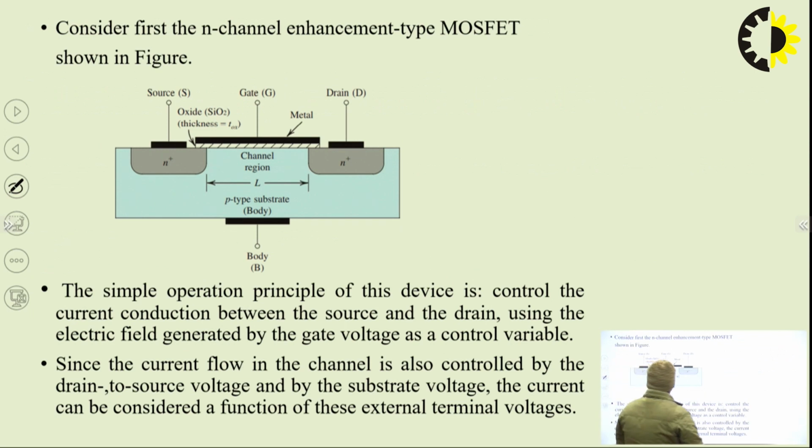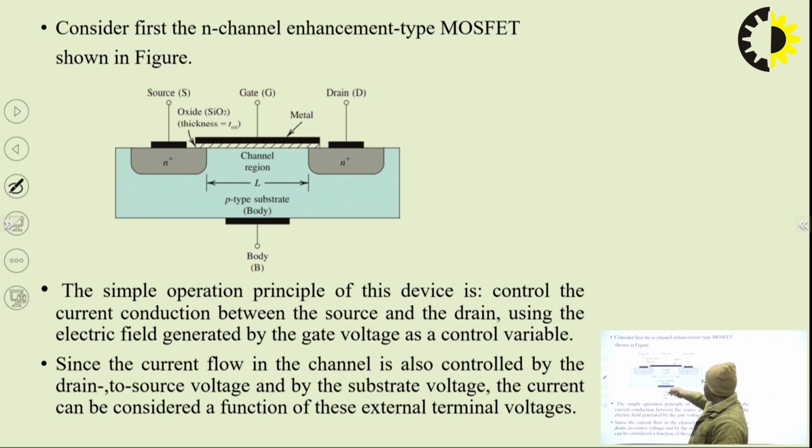Now come to the structure of N channel MOSFET again. I am again taking this diagram. It's basically a 1D diagram. So with the help of this diagram, we can explain the working principle, and we will study the qualitative description of N channel MOSFET.